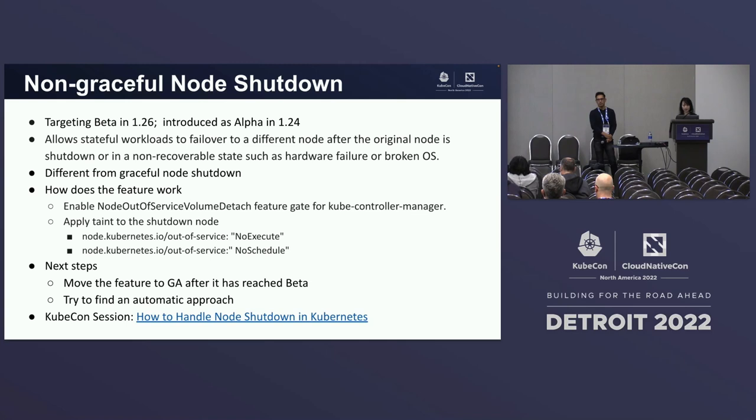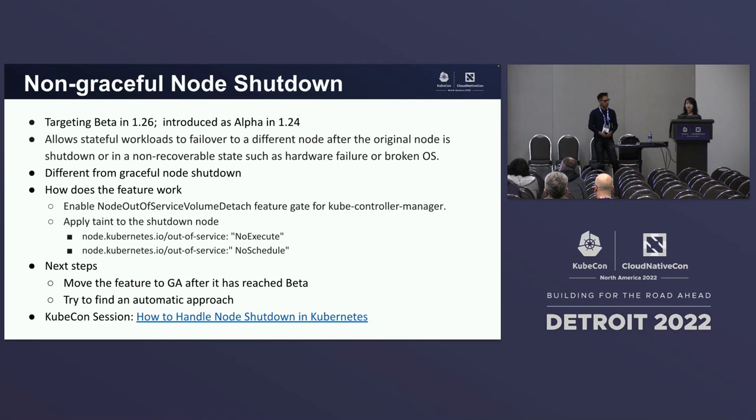When a non-graceful node shutdown happens, if you don't do any intervention, then your workload could be stuck on the shutdown node forever without moving to another running node. To use this feature, you first need to enable the feature gate and make sure that the node is really shut down and apply an out-of-service taint on that node. After that, the pod GC controller will forcefully delete the pods, and the attach-detach controller will forcefully detach those volumes. After that, the workload will move successfully to another node.